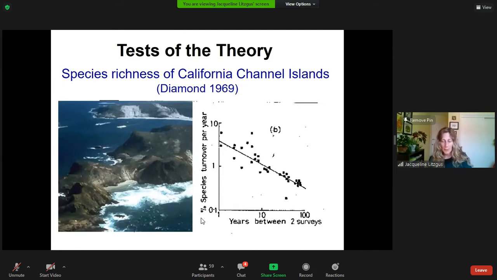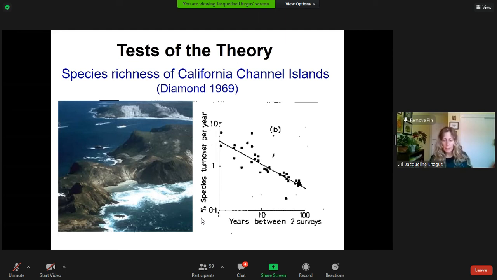Okay. So this is, again, just a little bit more about the California channel islands. One of the other sort of controversies related to this was that there was this time between surveys, right? There was 51 years between the two surveys. His samples were 51 years apart, which is a pretty great time frame. So the time between surveys seemed to have a large effect also on the turnover rate. So just keeping that in mind, right?